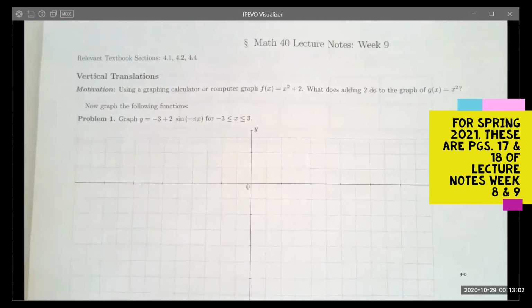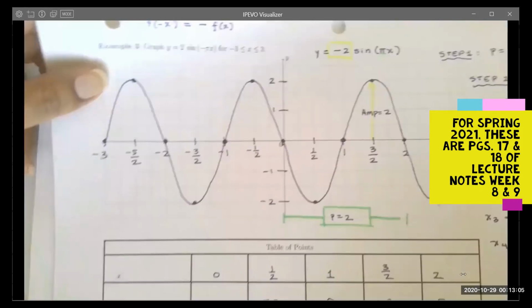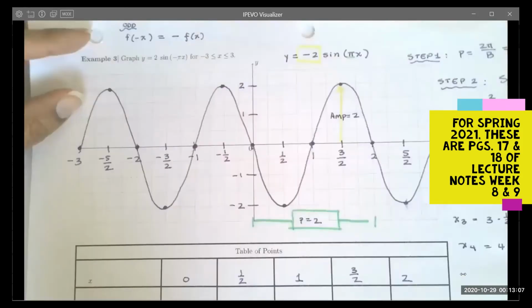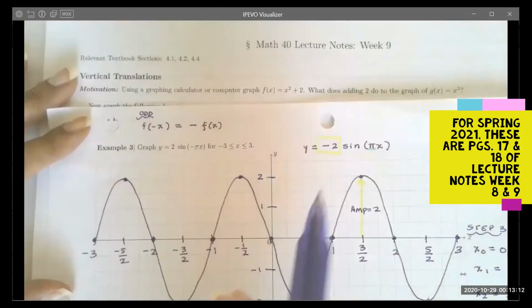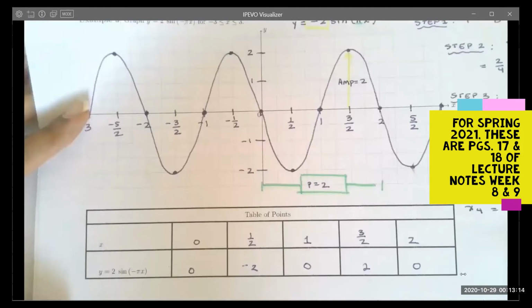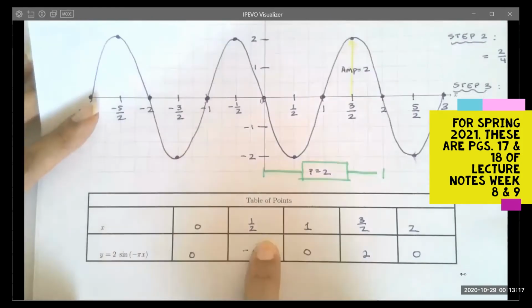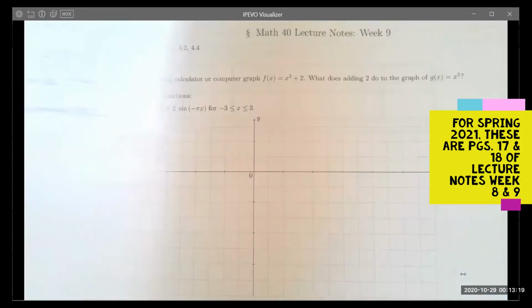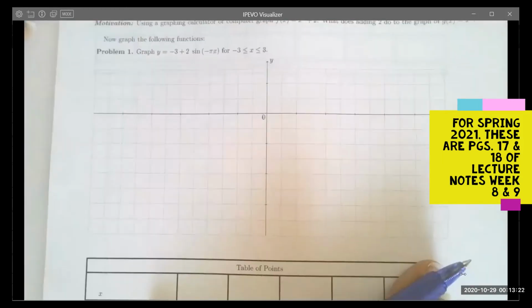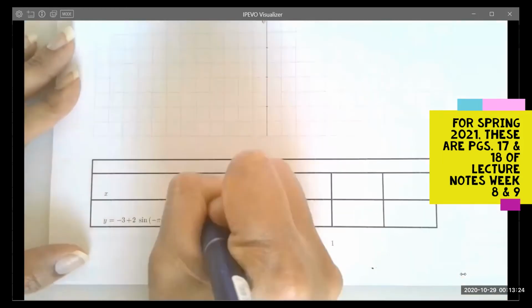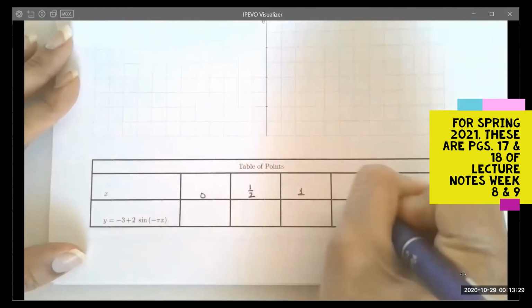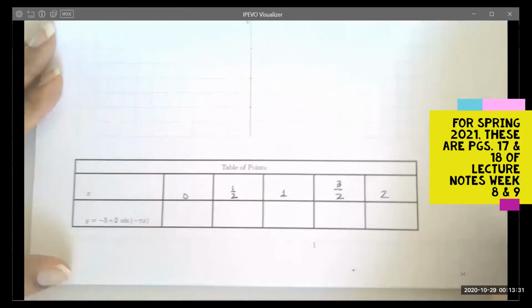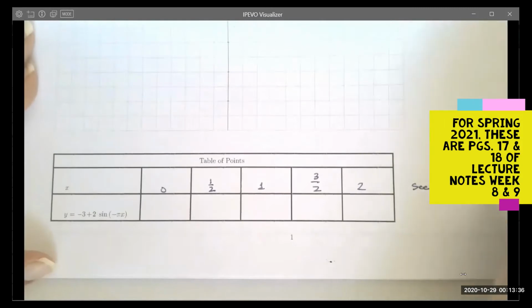So here it is. This is the graph. It's on page 13 of lecture notes week 8. For the important x values that we got, it was 0, 1/2, 1, 3/2, and 2. So I'm just going to transfer over those points. And write a note here, see page 13 on lecture notes week 8.